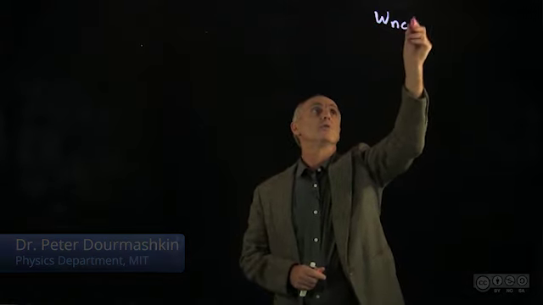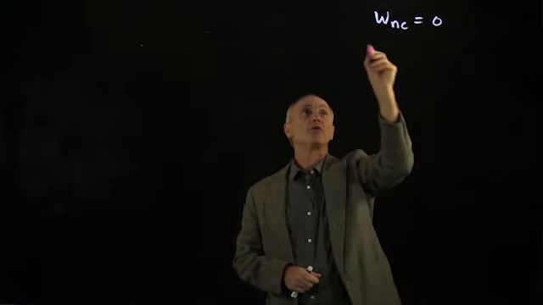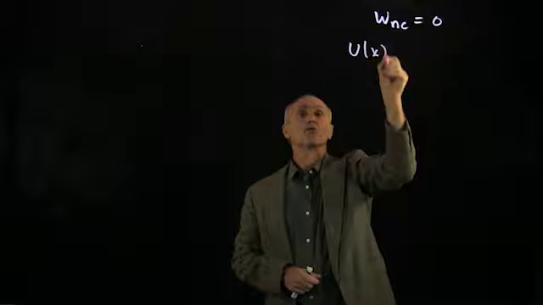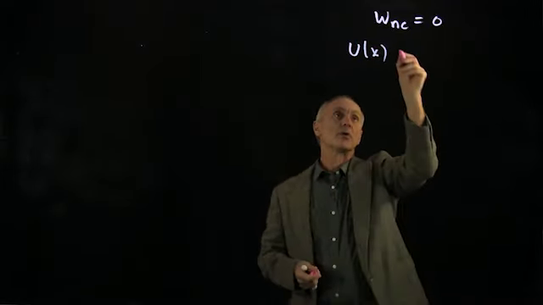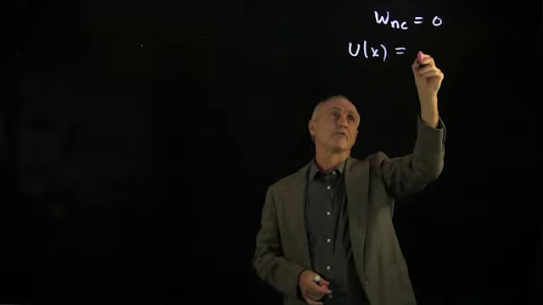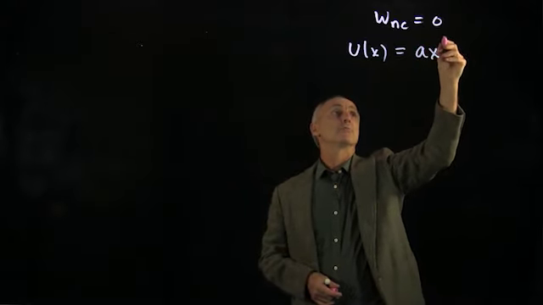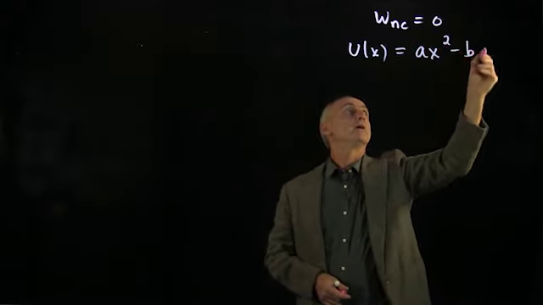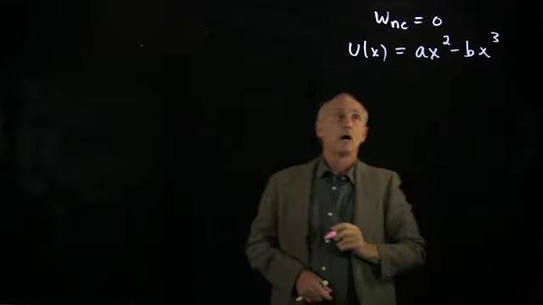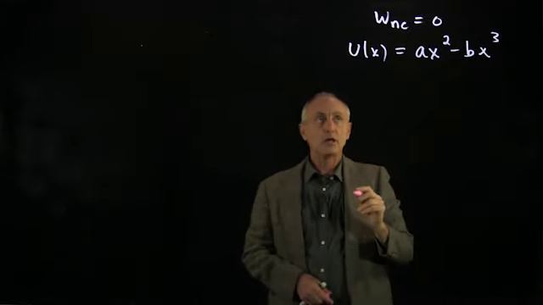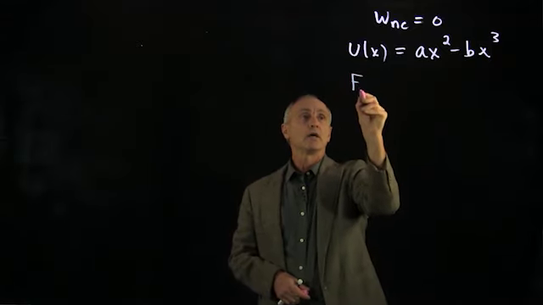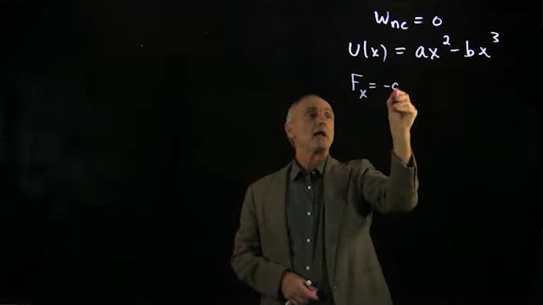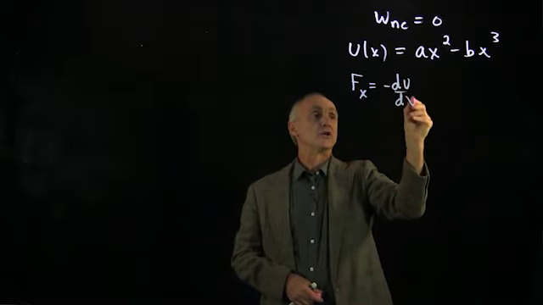Let's consider a system in which there is no non-conservative work, and there's a potential energy associated with forces in the system. For an example, let's model some system by the following potential energy function: U equals a x squared minus b x cubed. And we know that our definition of force is that it's minus the change in potential energy.